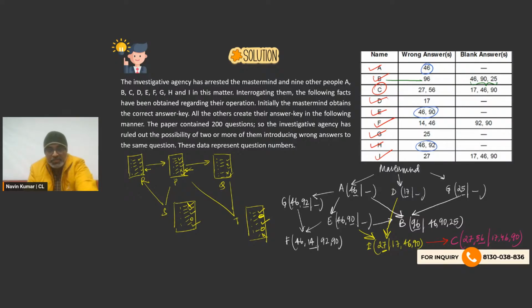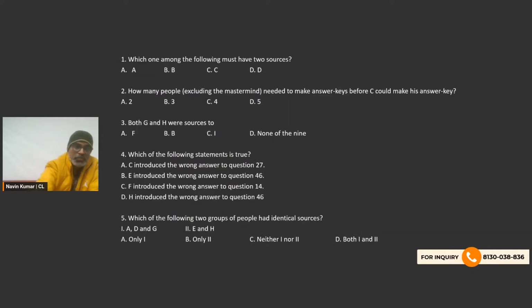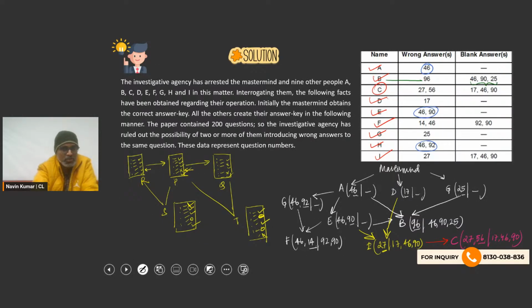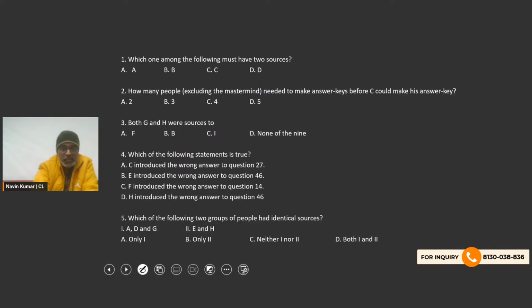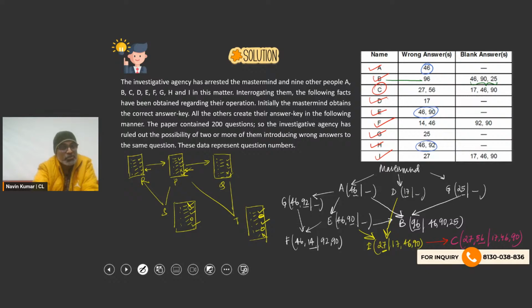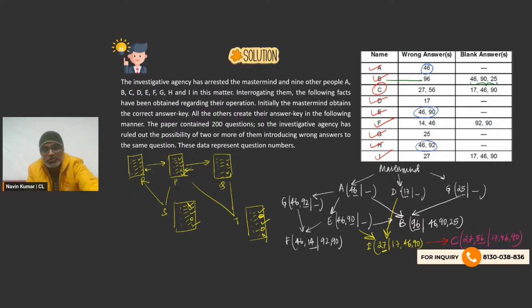Right? So let's look at the questions now. So first one is which one among the following must have two sources? A, no, A has only one source. B, yes, B is going to have two sources. Sorry, no, B has three sources, A, E, and G. No, B has only two sources because A is not required. He can get it from only E and G, right?